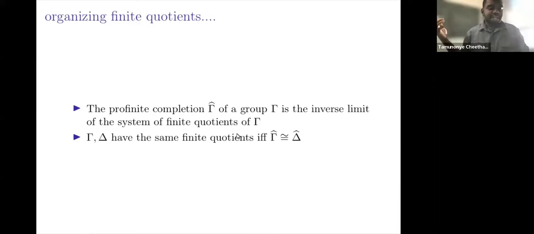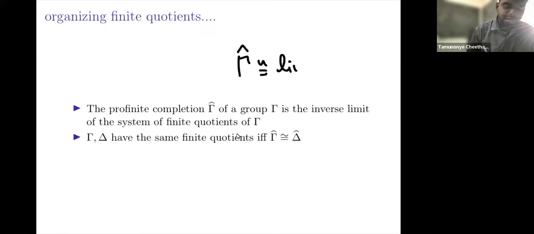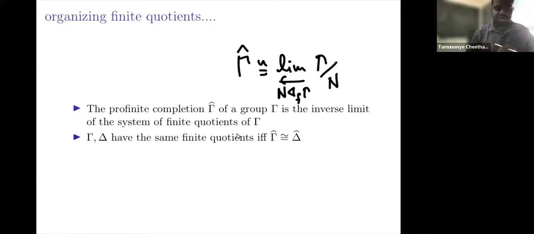So how do we think about finite quotients and how do we organize them? One way that is helpful to organize finite quotients, instead of just thinking of them as a set, is to groupify by taking the inverse limit. The profinite completion does exactly that. The profinite completion is the inverse limit over all your finite index normal subgroups of the system of finite quotients. In particular, two groups have the same finite quotients exactly when they have the same profinite completion.